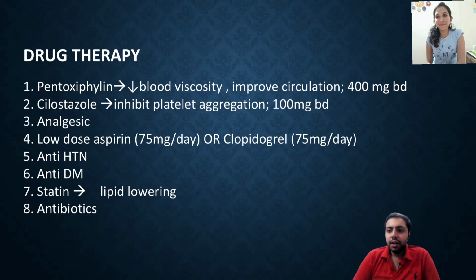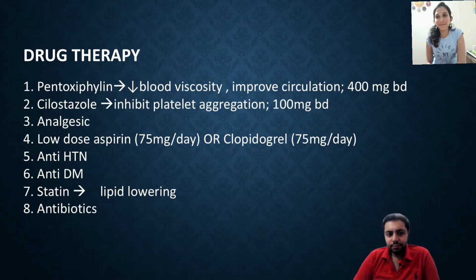And the dose is 400 mg BD we give. It improves the circulation as said. And cilostazol, it inhibits the platelet aggregation. 100 mg BD we give. Analgesic for pain management. Yeah. But yeah, we have to give low dose aspirin or clopidogrel. Any of the 75 mg per day, we have to give any of the above.